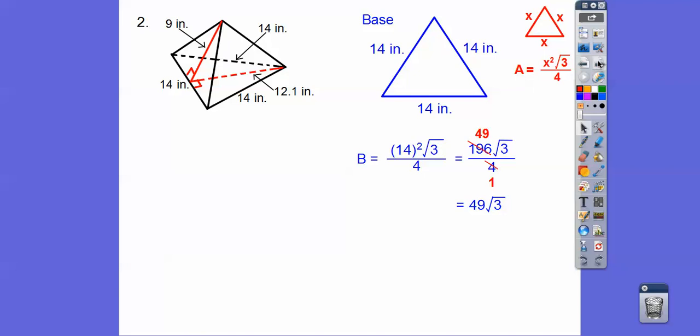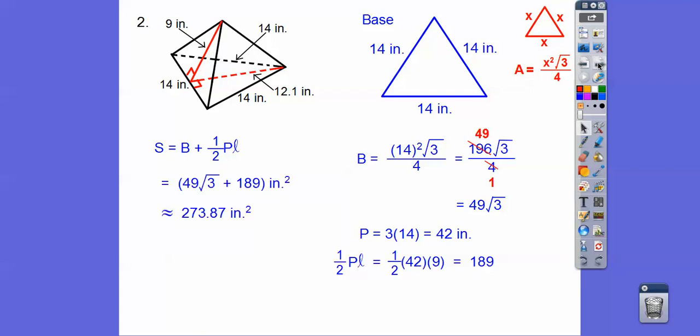Okay, so the perimeter, you guys, the perimeter is 14 times 3, so 42 inches. Remember, the formula is base. There's the base, 49 root 3, plus 1/2 PL. Well, there's P. There's L. The slant height is that 9 right there. So 1/2 PL gets us 189. So we add those together, and then there's our answer right there.